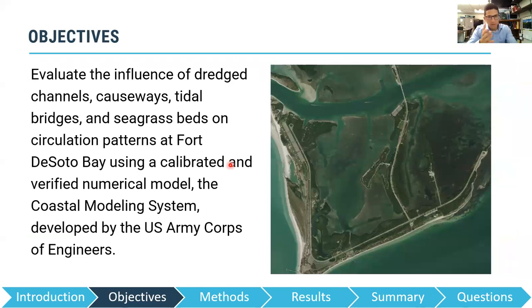Okay, so clearly we have a lot going on in this estuary, right? We have dredge channels, we have causeways, we have bridges, seagrass beds. And so our overall goal here was to construct a numerical model that would allow us to connect all of this information and evaluate quantitatively how these various features are influencing the overall circulation patterns.